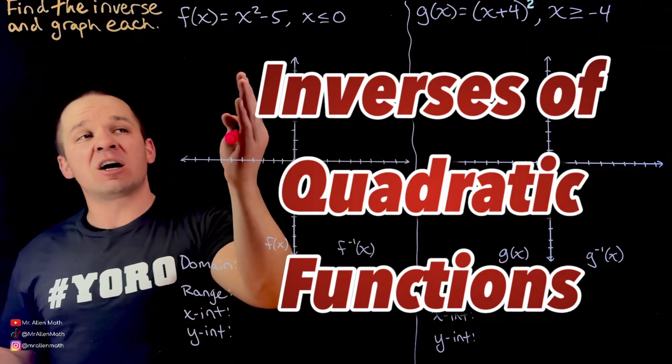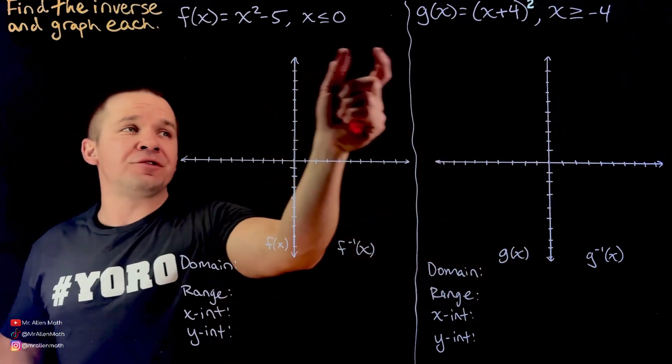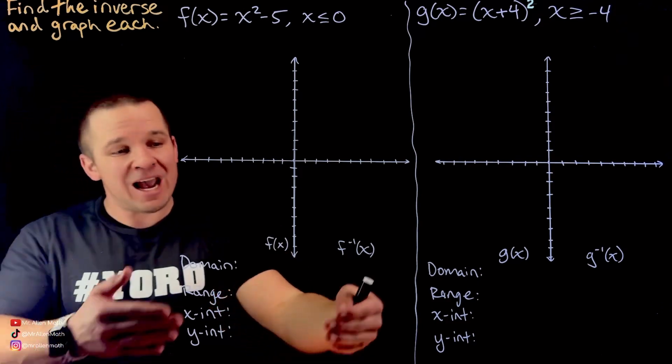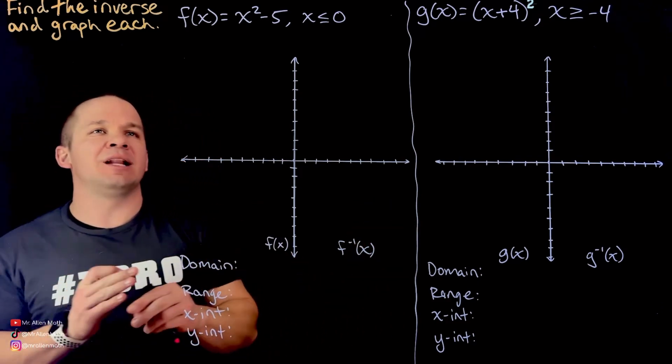We got ourselves a couple quadratic functions with domain restrictions. We're going to find the inverse of each one of these. We're going to graph them and list some characteristics down here. Let's get it poppin', man.